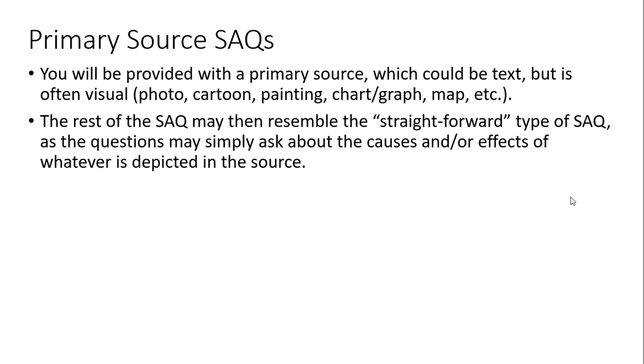And so it's really just a stimulus to get you thinking about that era. Then the rest of the short answer would really resemble the straightforward type, which we've discussed in another video. The questions are, as that name suggests, pretty straightforward after that. They're simply asking you what may have caused whatever it is that you're seeing in this visual, or what the effects of this might have been. Really, there's nothing unique to say about this type of short answer when that's the way it's presented to you. You could write these as you would write any other type.